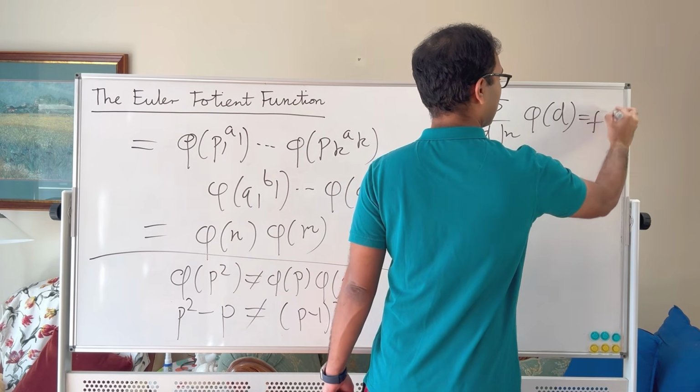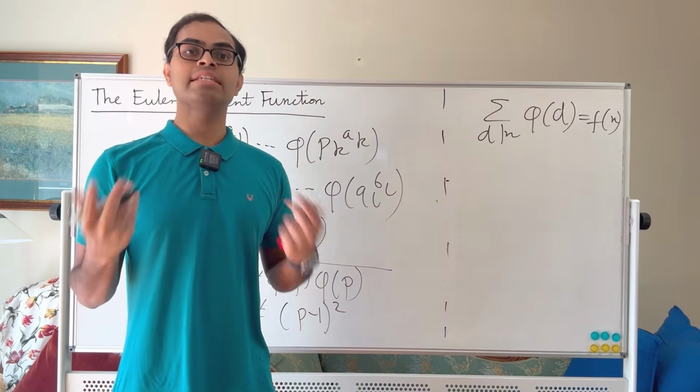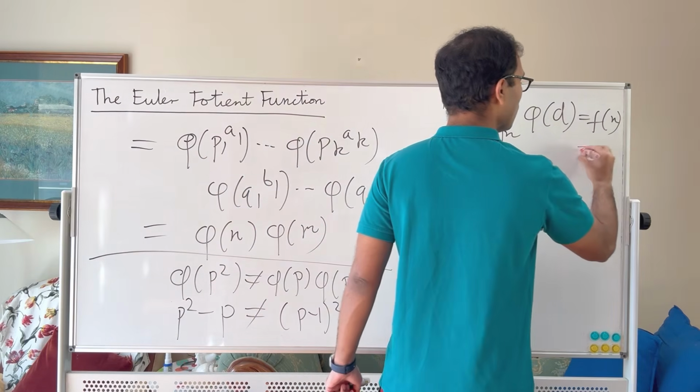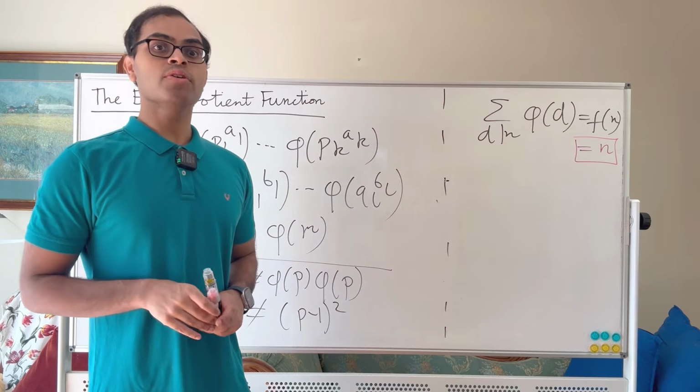Let's call this f of n. It's a new function. What we want to do is prove that f of n is equal to n. I'm just going to put this in red here. We want to prove that this is equal to n. We don't know much about f of n yet, but we know some information.